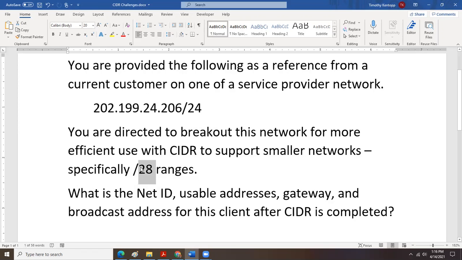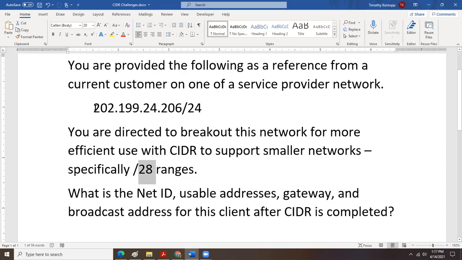Okay, using the CIDR templates that are in Blackboard, I need you to determine what the new net ID, usable addresses, the gateway, and the broadcast address is for this client after CIDR is completed. Okay. So I want you to take this information and follow through the process we did a class session or two ago. And I want you to perform the CIDR method to create smaller network segments with /28 ranges.